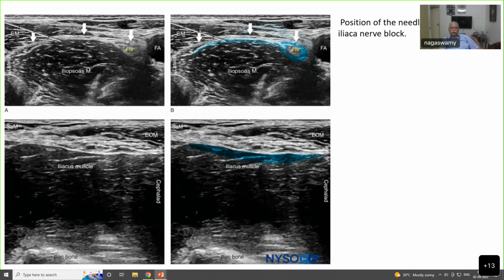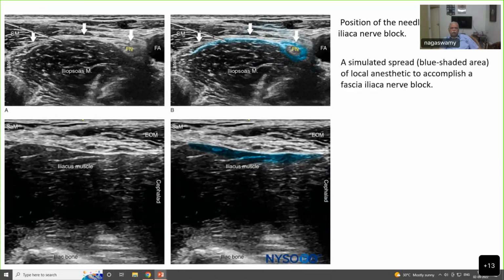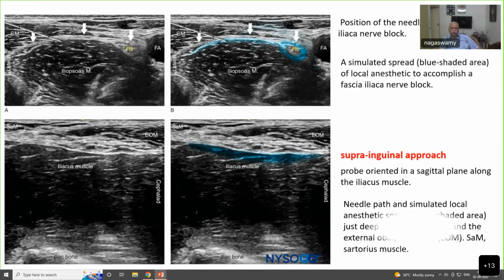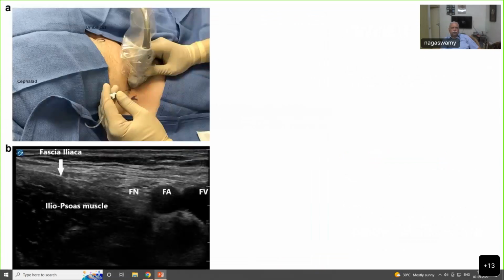And position of the needle tip for fascia iliaca nerve block, a simulated spread. This picture, lower picture, is the supra-inguinal approach. The upper picture is the infra-inguinal. So above is the supra-inguinal. Needle path is simulated. Local anesthetic spread is seen here. And you can see the external oblique muscle and sartorius muscle here in the supra-inguinal approach, whereas you won't see the external oblique in the infra-inguinal. So this is the picture for infra-inguinal.